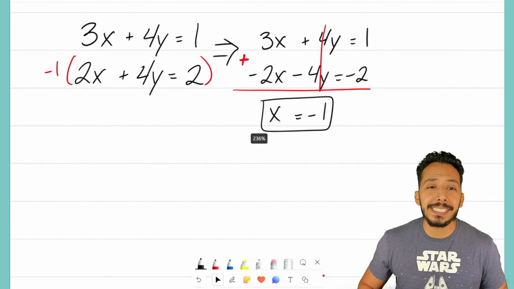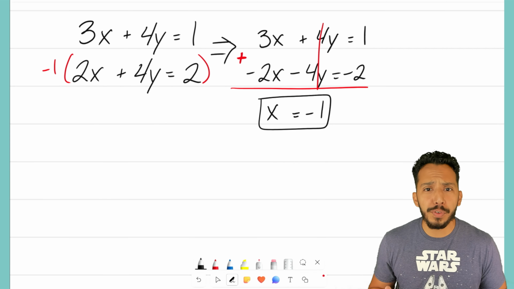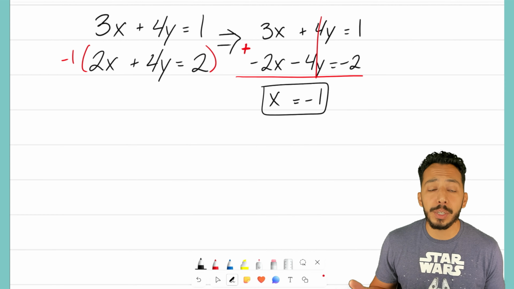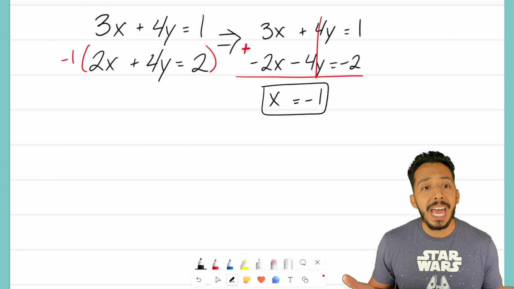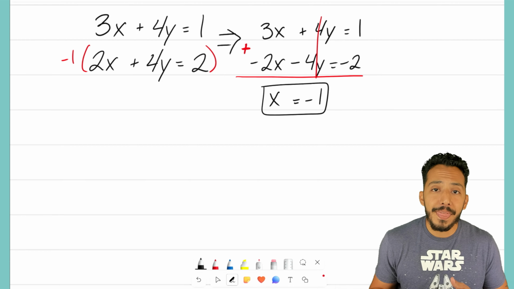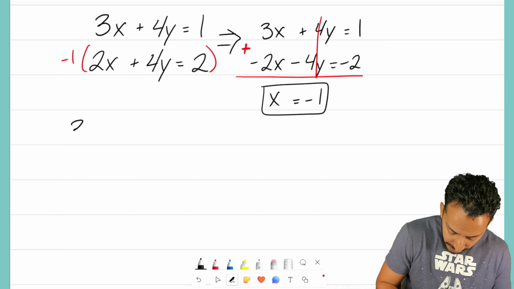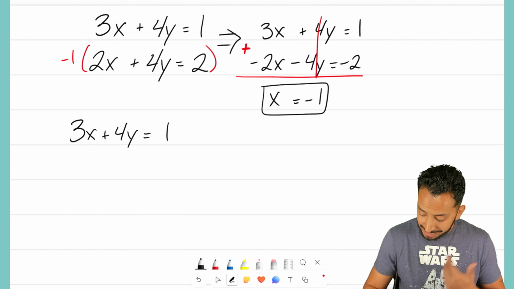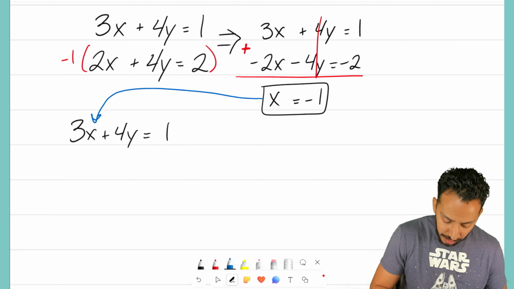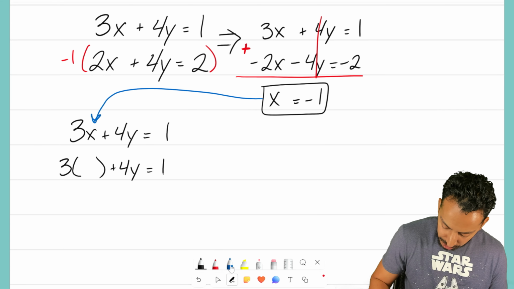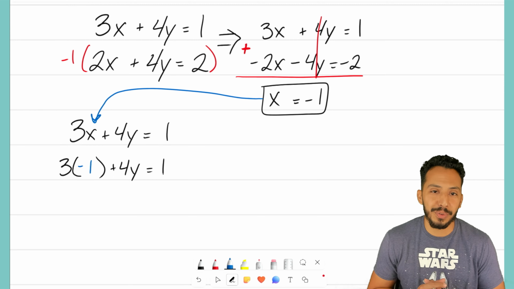Alrighty, now here's my next step. I solved for x. Don't forget that we also need to solve for y. So now I need to pick one of those equations. It doesn't matter which one. And I need to throw back in that x is -1 to solve for y. So I'm going to go ahead and use the top equation. It looks a little easier. There's no negatives in there. But instead of writing x, I know what x equals. X equals -1. So I'm going to substitute that x equals -1 into my x variable right there.